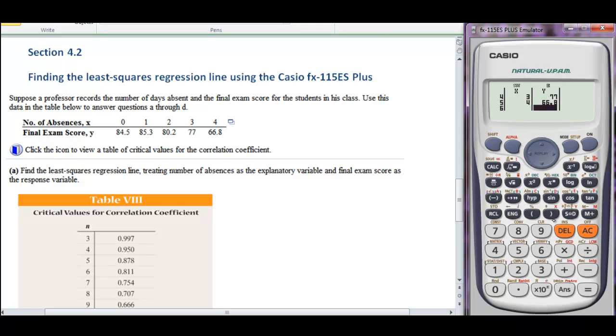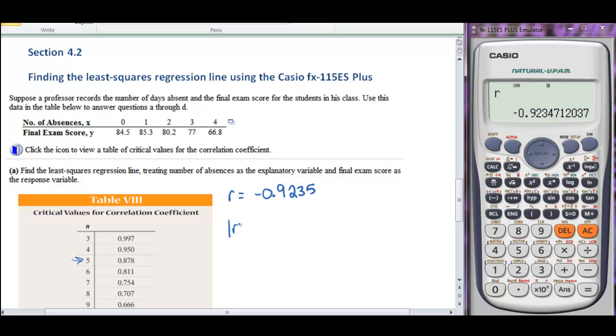Once we've entered those in, we're going to hit AC, go to Shift, number 1 for our stat menu. Under regression, which is number 5, we're interested in 3, or R, our correlation coefficient. After we do that, we're going to hit equals, and we get that R equals a negative 0.9235. So we've got 5 pieces of data.